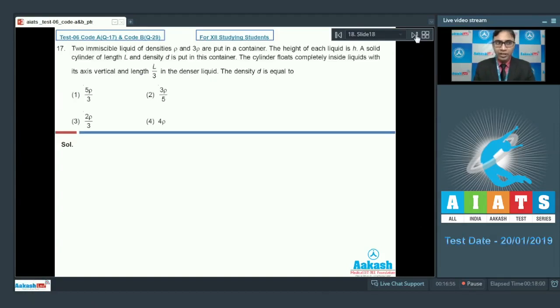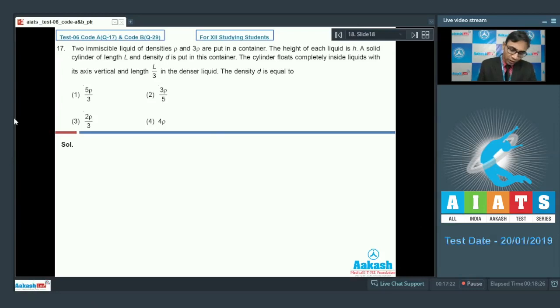In question number 17, it says that two immiscible liquids of densities rho and 3 rho are put in a container. The height of each liquid is h. A solid cylinder of length L and density D is put in this container. The cylinder floats completely inside the liquids with its axis vertical and a length L by 3 in the denser liquid. The density D is equal to.